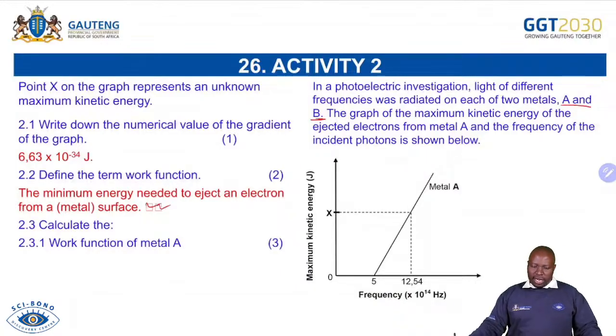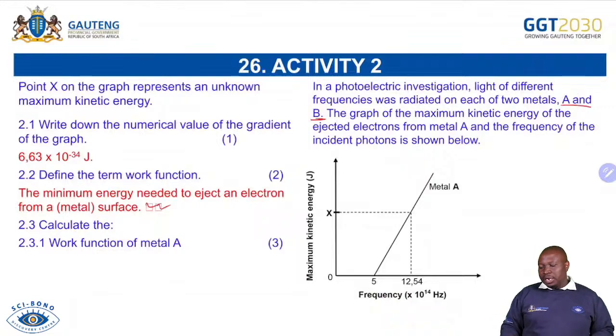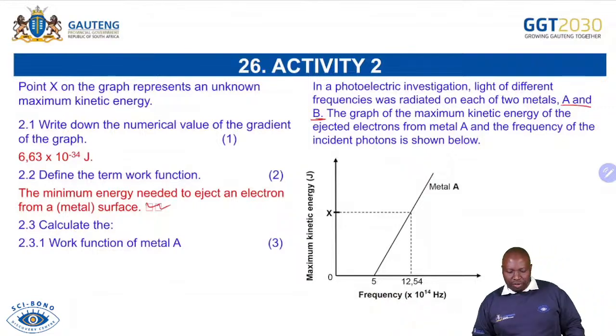Now, this one is saying calculate the work function of metal A. So remember, you must be able to interpret the graph in order for you to do that.